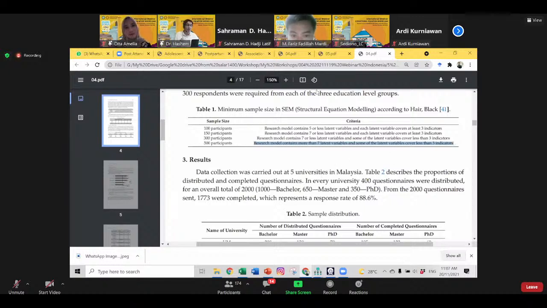This is a critical question, and the reviewer always asks you, so based on which theory did you go for this sample size.